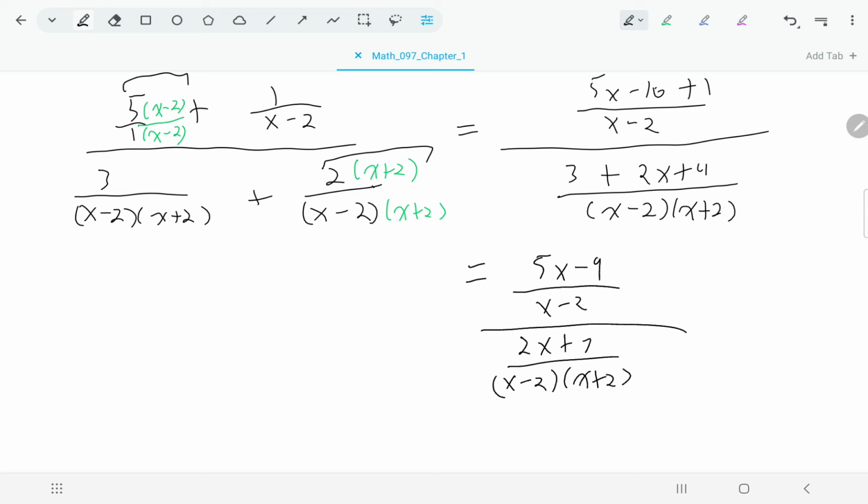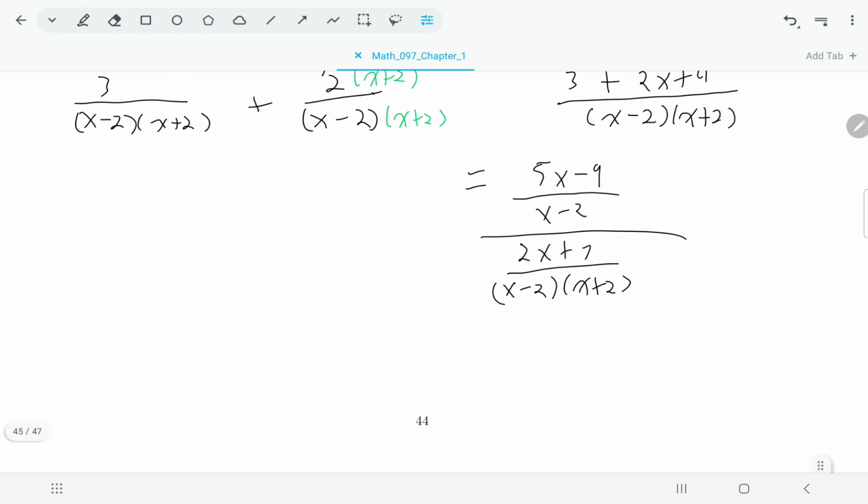So now we've got it in the same form that we had as question D from a couple of slides ago. One fraction divided by one fraction. Now we can turn that into multiplication. I can say, well, that is the numerator multiplied by the reciprocal of the denominator.